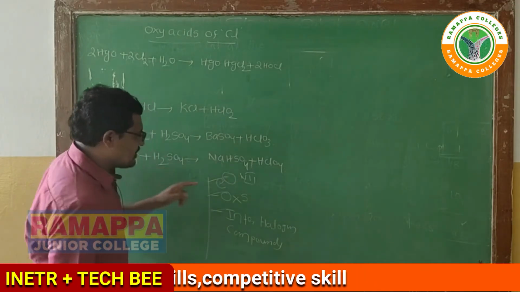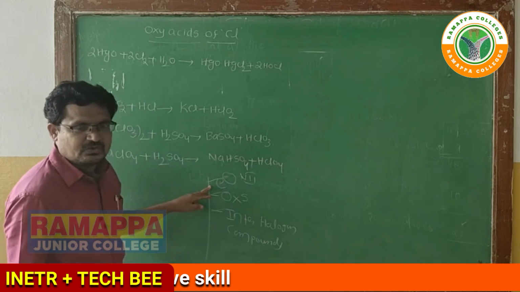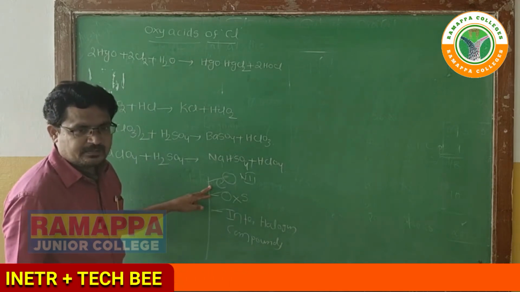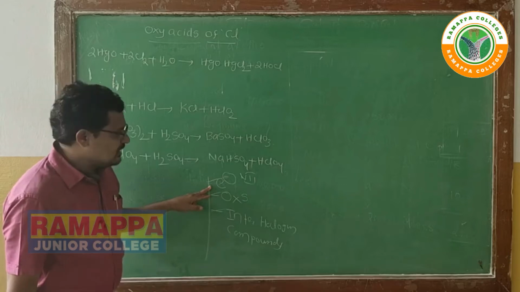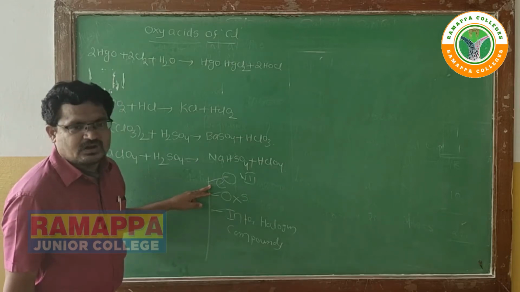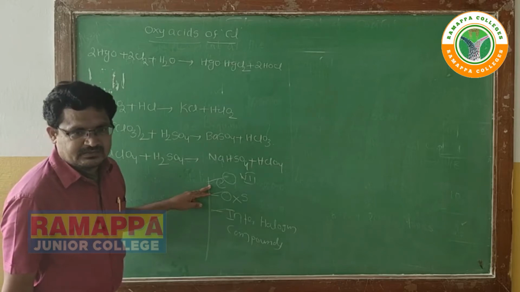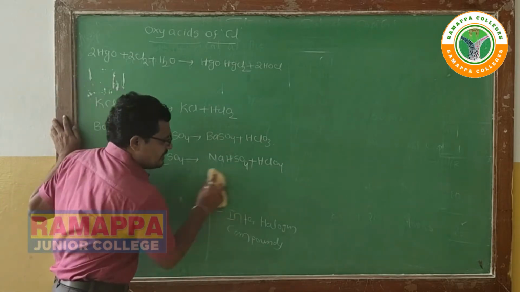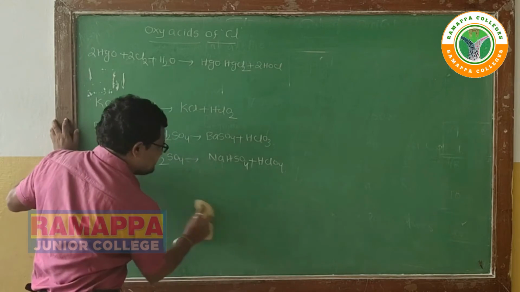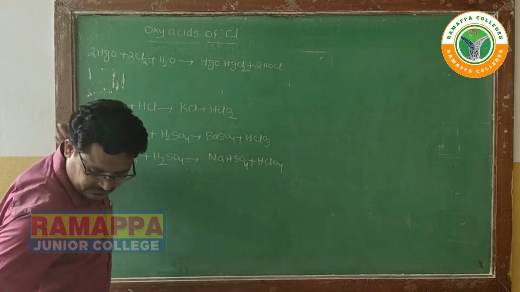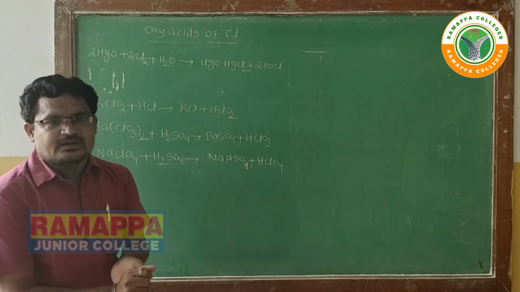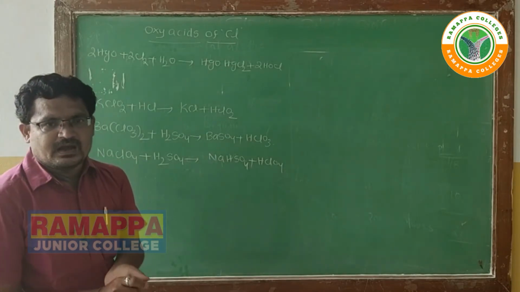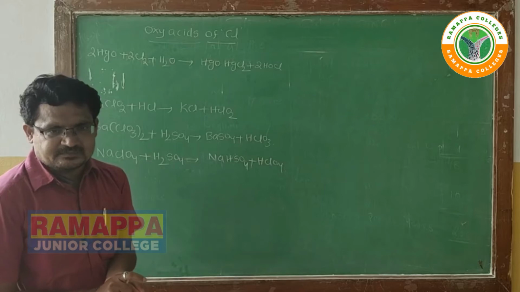Seventh group element electronic configuration is ns2 np5. That means outermost 2 plus 5 equal to 7. This seventh group element is also called the halogen family. So the elements are fluorine, chlorine, bromine, iodine, astatine.